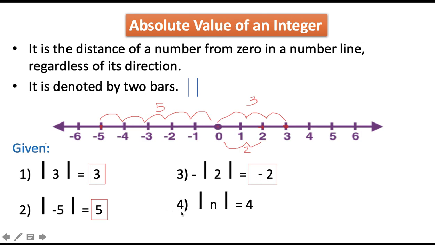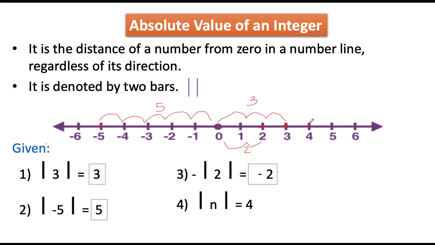And our example number 4, let's say we have an expression like this. The absolute value of a number n is equal to 4. So in this case, this n represents a number that we do not know. So think of a number that if we're going to get its absolute value, it gives us 4. So the first number that comes into our mind is positive 4. Why? Because positive 4 is 4 units away going to 0.